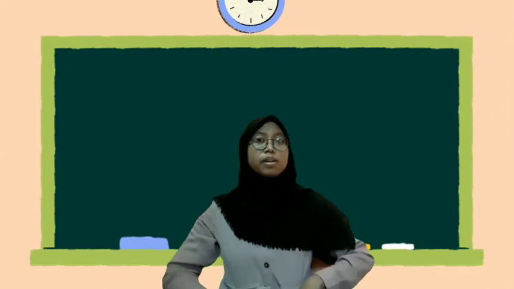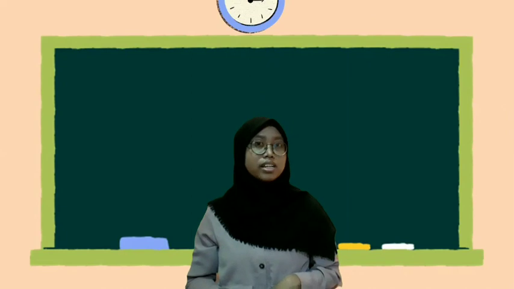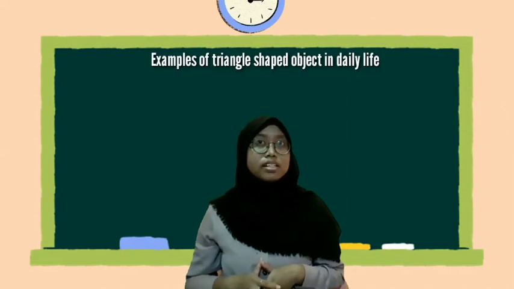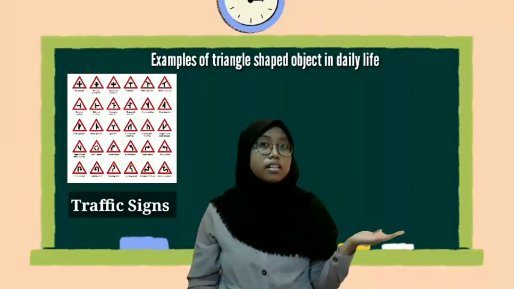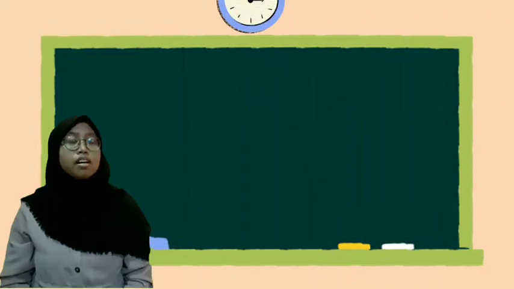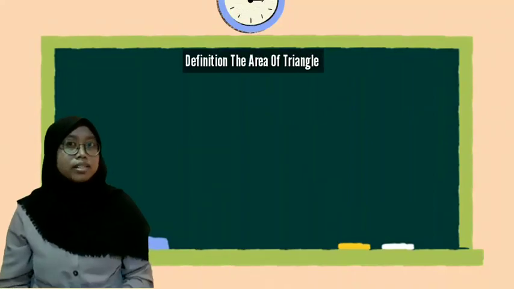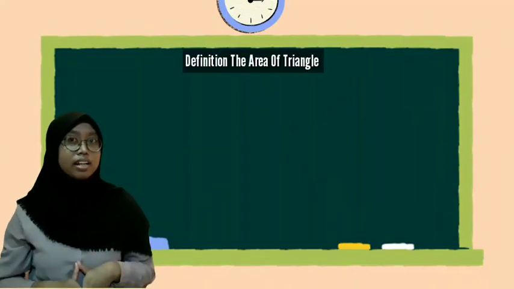Okay, the material I will explain next is the triangle. Examples of triangle-shaped objects in daily life: first, traffic signs; second, pyramids. Definition of the area of a triangle. What is the area of a triangle?